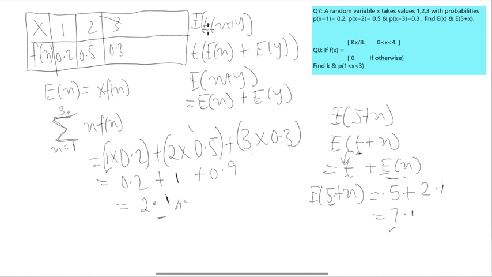So the question can come in any format. They might not just ask you to find E(x) directly. They could be asking you to find E(5 + x). So this is what we are going to do. Very, very simple.